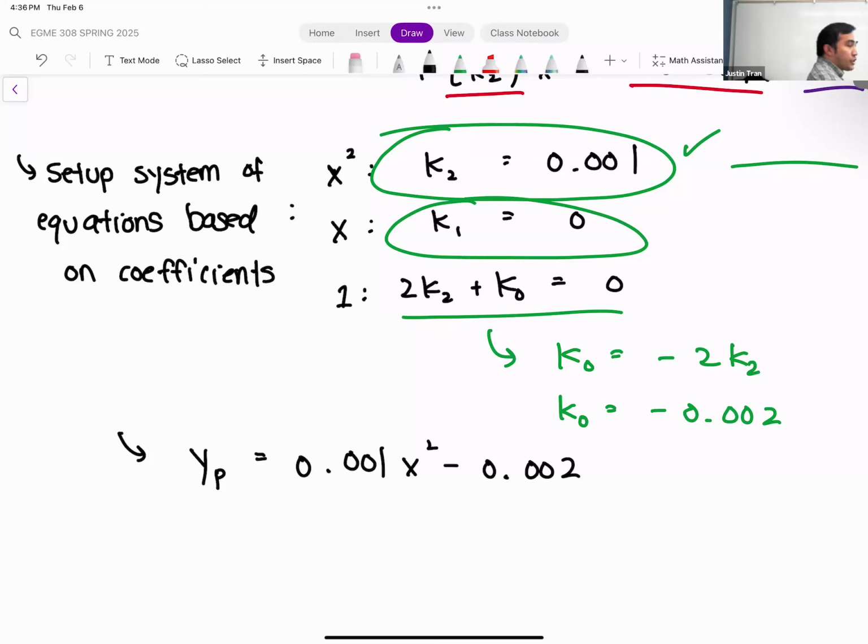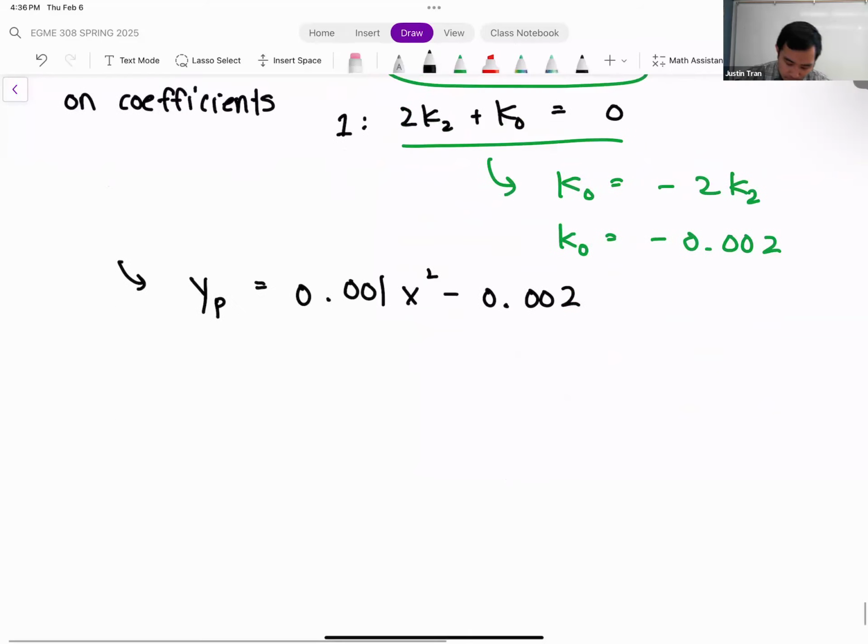All right. Any questions on how we did that there? Okay, good. All right, so now that we have our homogeneous solution, now that we have our particular solution, let's just combine them together and form our full solution.